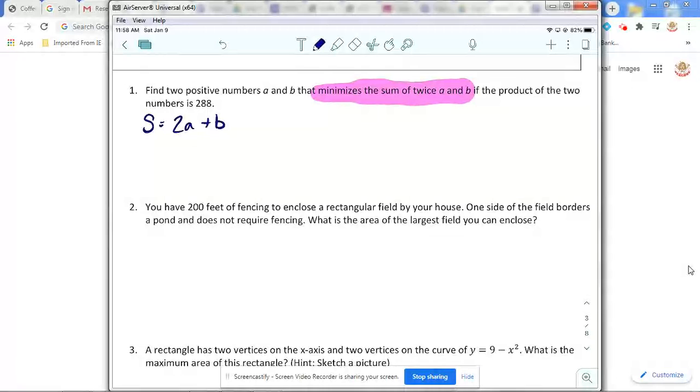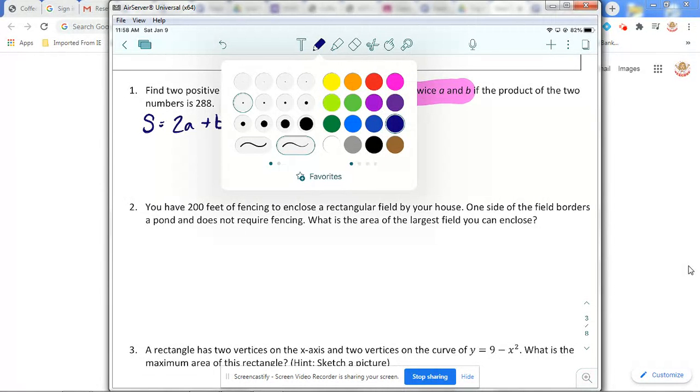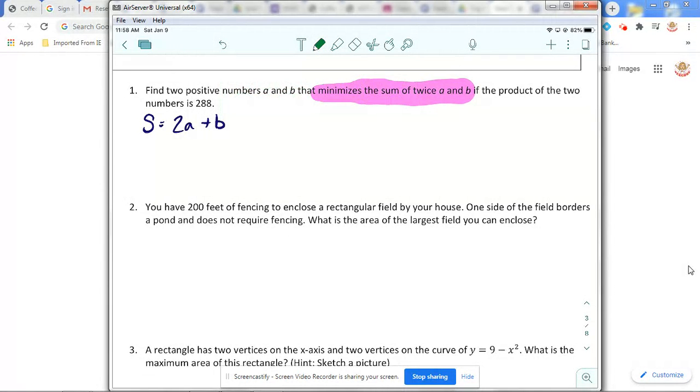All right. Then we write our constraints. So the constraints are kind of secondary information that you're given, and that's the second part of the sentence. So we have to write these numbers. So the product of the 2 numbers is 288. So AB is 288, right?